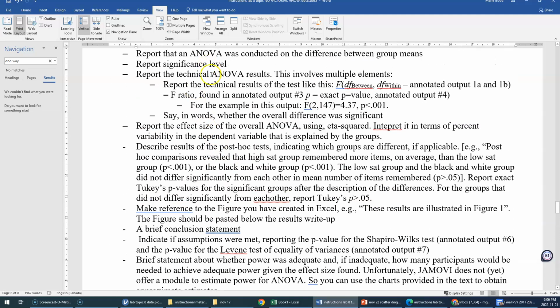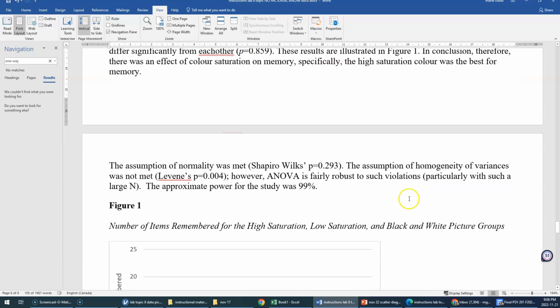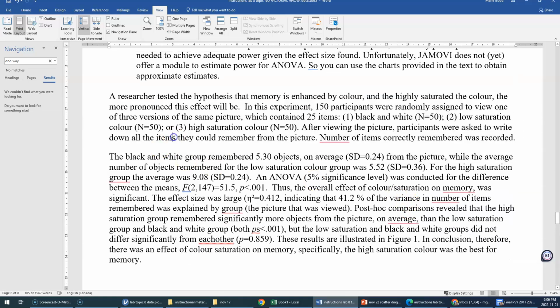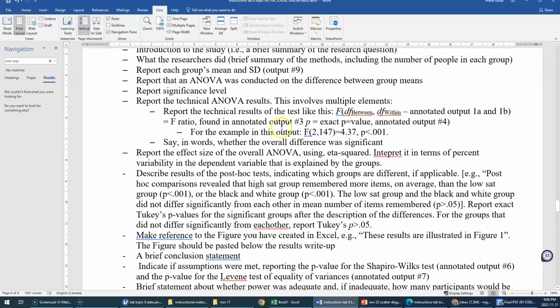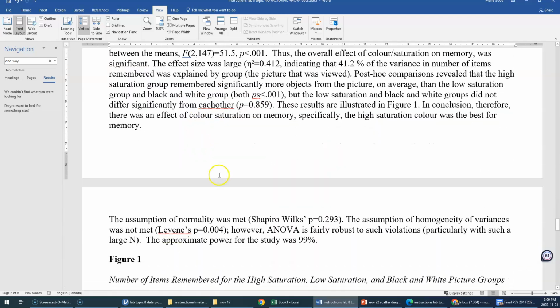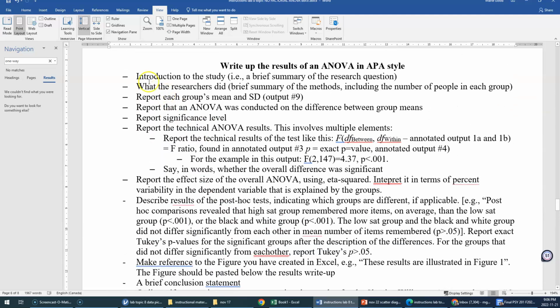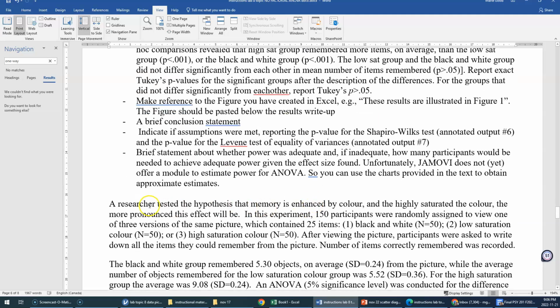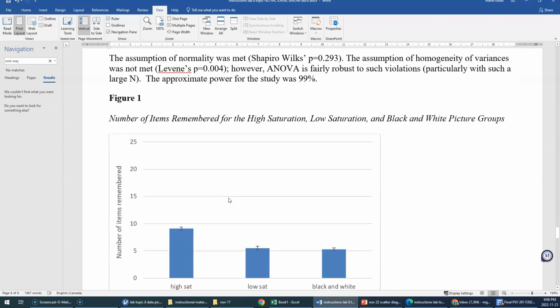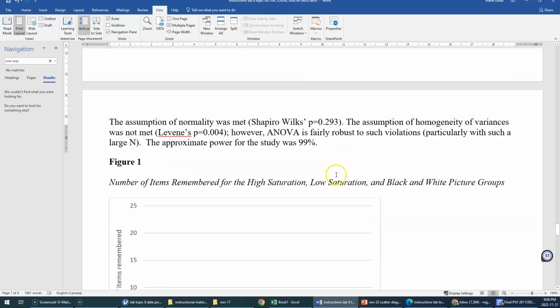Okay, so step-by-step instructions, and for the example that we just went through, this is a write-up, okay? And so I don't think I'm going to read through this. I don't think anyone would enjoy that. You can read through it on your own. You can see exactly how I incorporated each of those steps into my write-up. And then the figure is at the end.